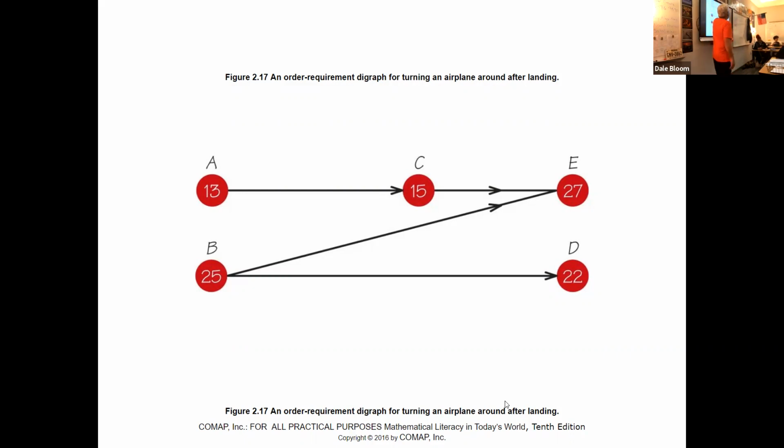So there's path A, C, E. I can also start at B, and there's path B, E. And then there's a third path, starting at B, go B to D. When you add up the completion times at each of these tasks, you get the total completion time along that path. All right? Questions on that? How many places do I end here? I can either end at E or I'm going to end at D.